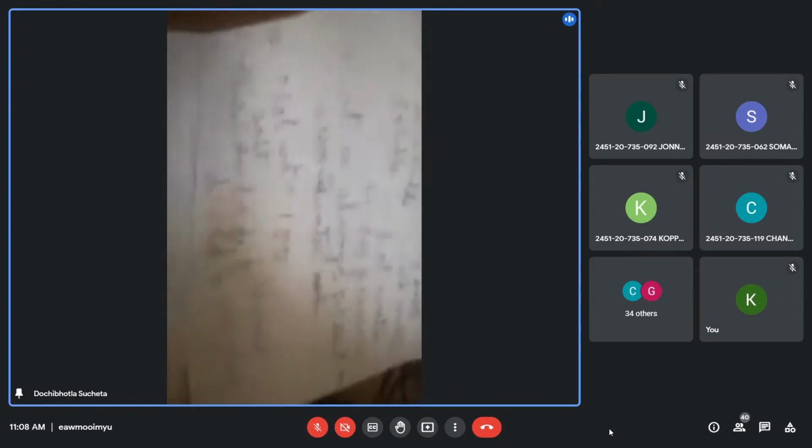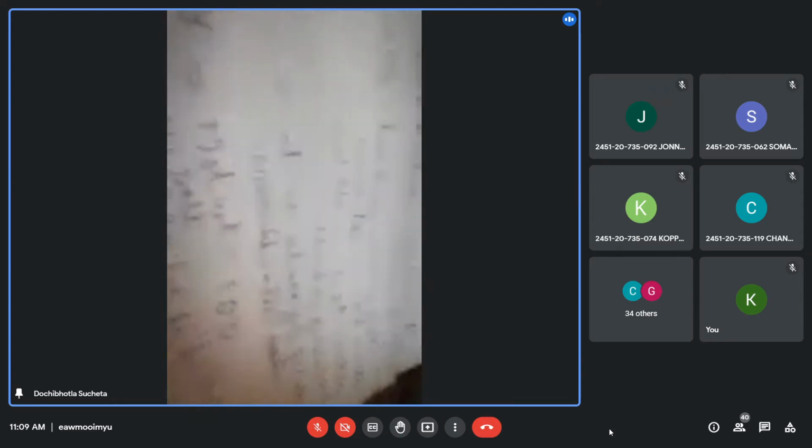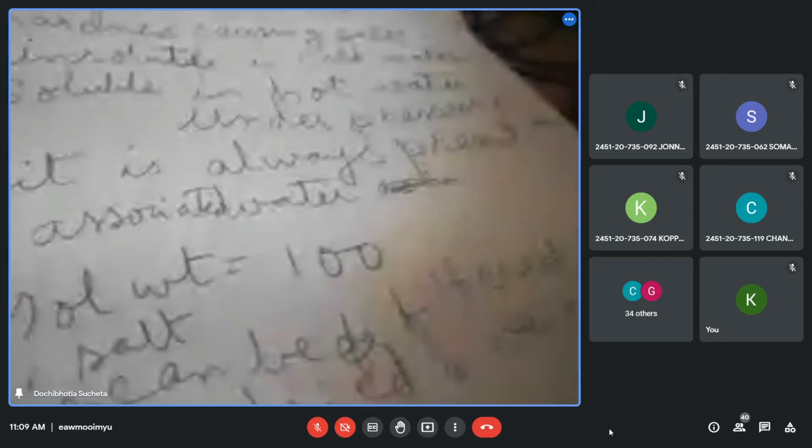This salt can be filtered, dried, and weighed. Okay, that's the speciality of calcium carbonate.